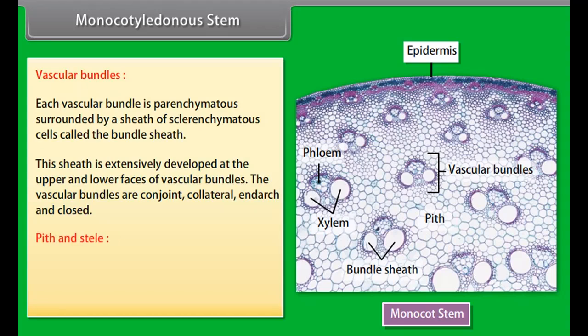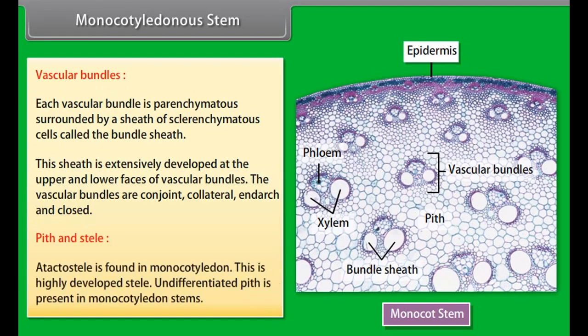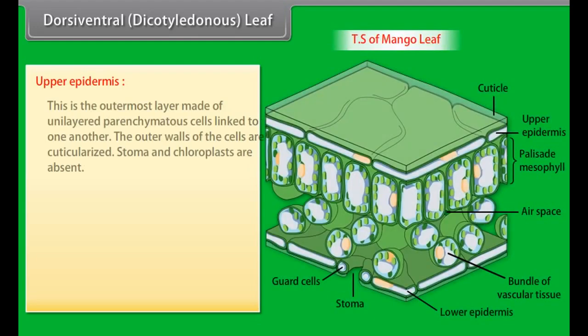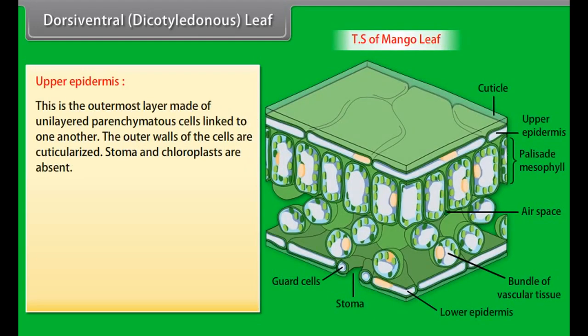Pith and stele. Atactostele is found in monocotyledon. This is highly developed stele. Undifferentiated pith is present in monocotyledon stems. Dorsiventral dicotyledonous leaf. Upper epidermis. This is the outermost layer made up of unilayered parenchymatous cells linked to one another.